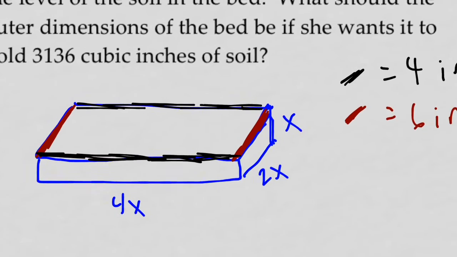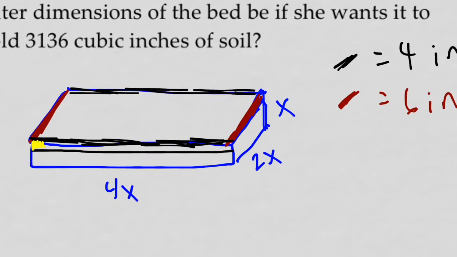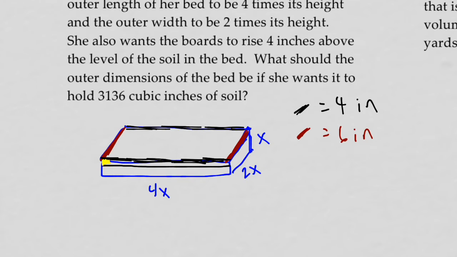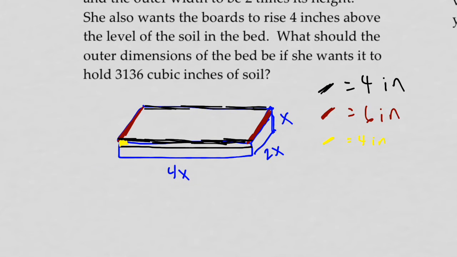Okay, so let me try to zoom in and see if I can explain that a little better. Let's say the soil ends right about here. It doesn't go all the way to the top. That's where the soil ends. So that means the distance from where the dirt is to the top is 4 inches. That is 4 inches right there. I'm going to put that here. That's what it says, 4 inches above the level of the soil. So the boards are taller than where the soil actually is. That's 4 inches, and it goes all the way across. I don't want to draw the yellow all the way across, but that's what it looks like.